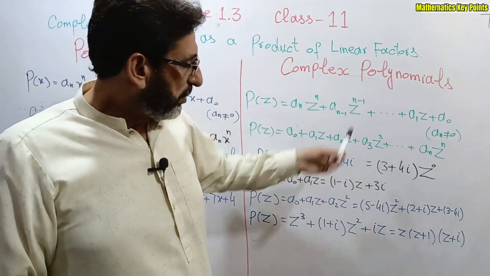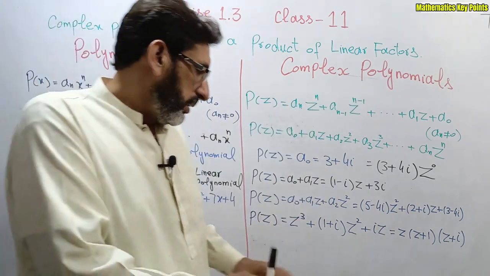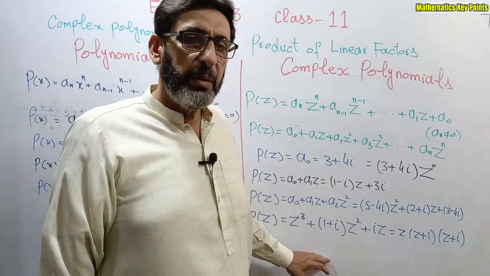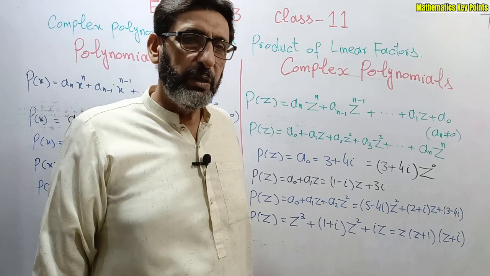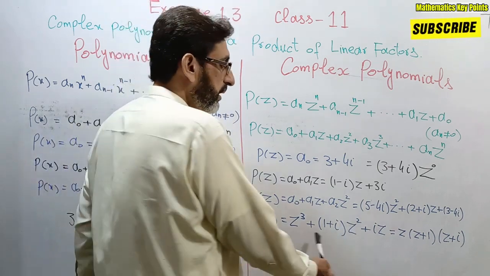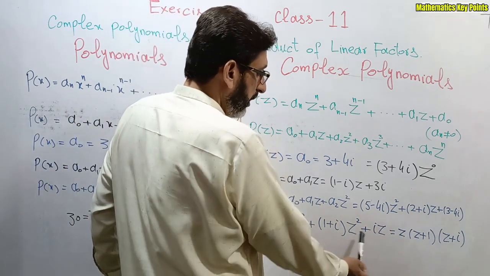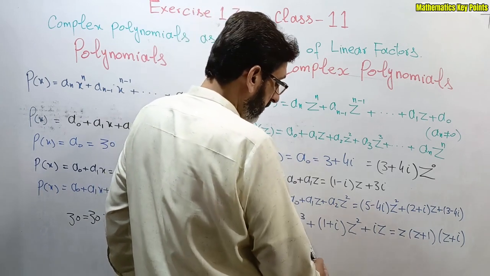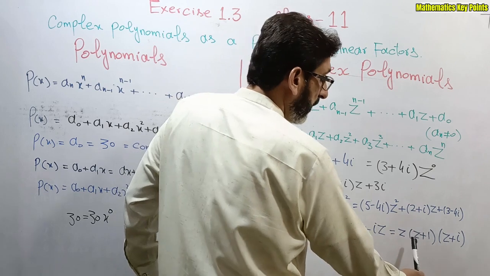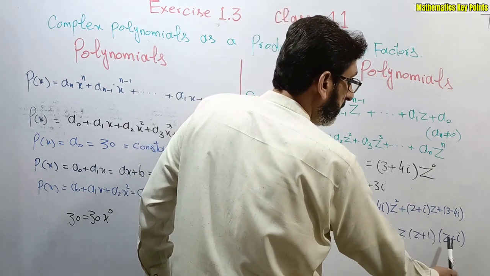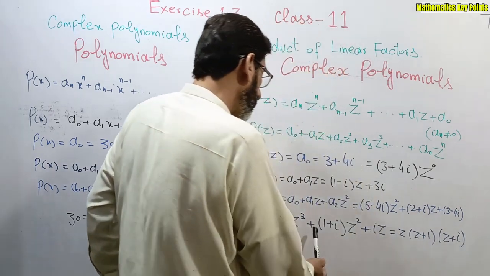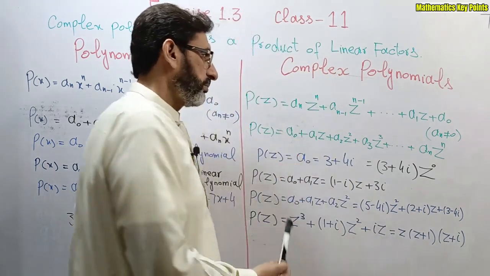In the definition of complex polynomials, we saw that each complex polynomial can be written as a product of linear factors. So here is an example. This is a polynomial of degree 3, and this can be written in the factored form z into z plus 1 into z plus iota. If we multiply these three factors, we get this cubic polynomial.